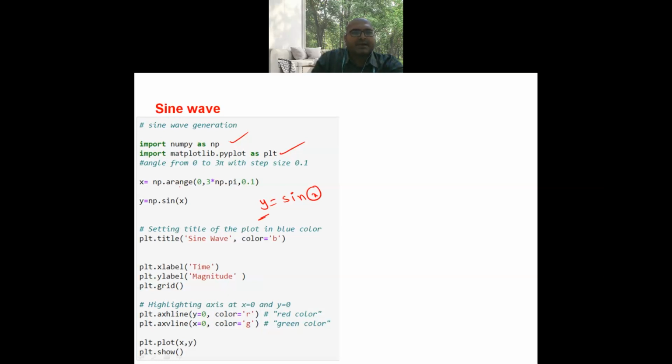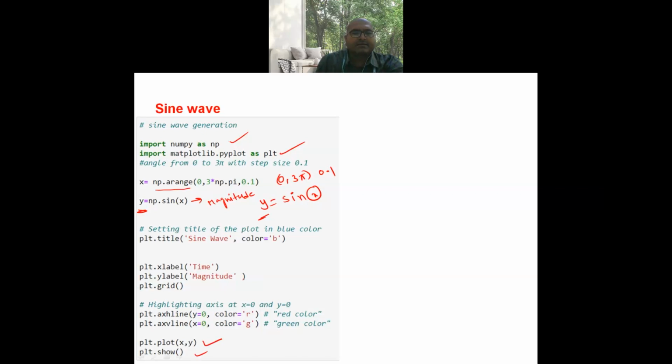For that, you can utilize NumPy arange method. Here, the angle can be defined from 0 to 3 pi with 0.1 increment. And here the variable y is equal to np.sin of x, which will give the magnitude of sine function. Here the graph is plotted between x and y variables, plt.plot of x comma y, plt.show.